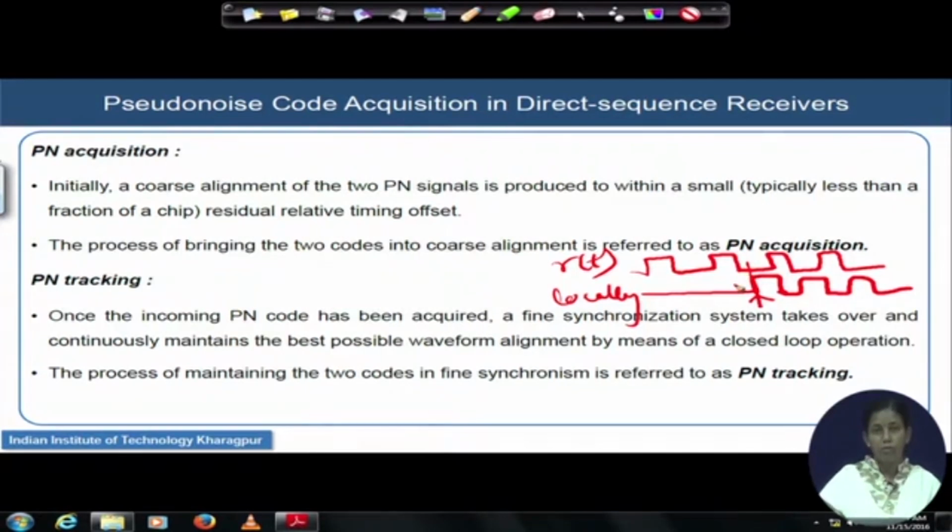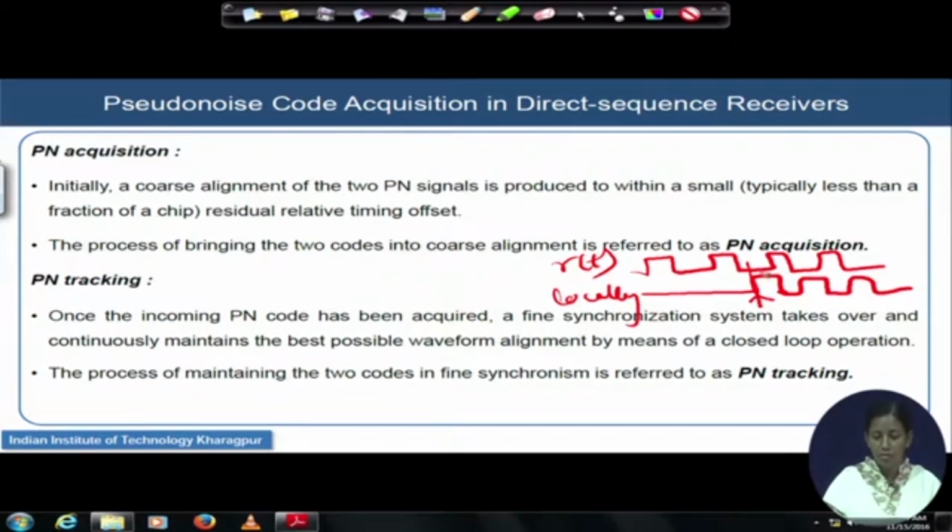It depends on the coarse alignment process. At least we try to correct the multiple of the chip duration, and within a chip also we try to correct up to some level. But whatever residual error we are left with, we try to acquire it by a continuous observation process, which we call PN acquisition, or tracking.